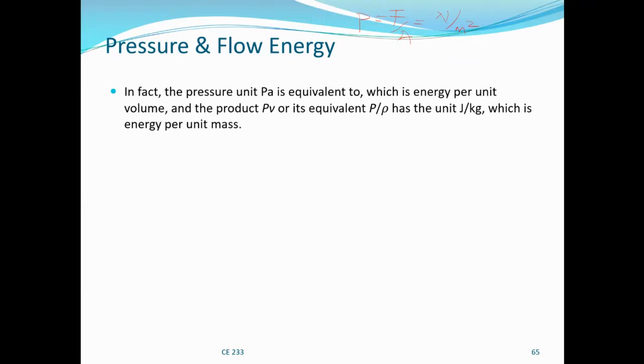Now, the pressure unit Pascal is equivalent to energy per unit volume, and the product PV or its equivalent has the unit joule per kilogram. P over rho has unit joule per kilogram, which is energy per unit mass. What are we trying to say here?